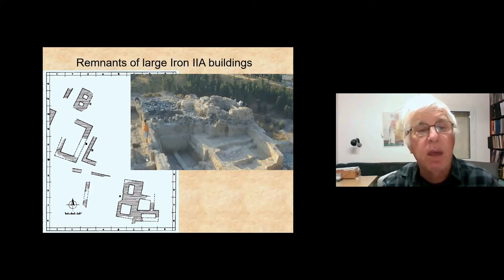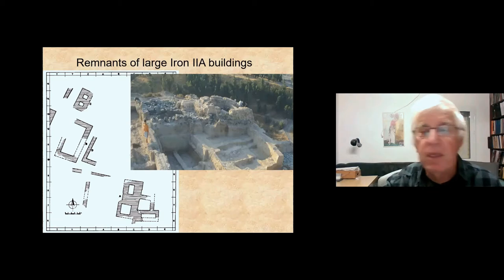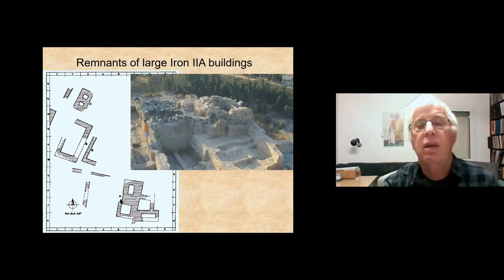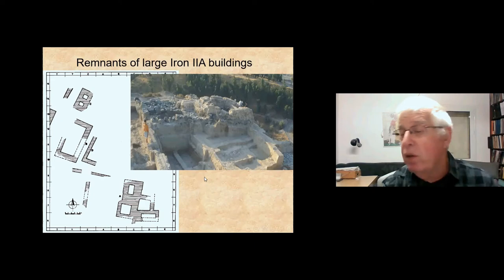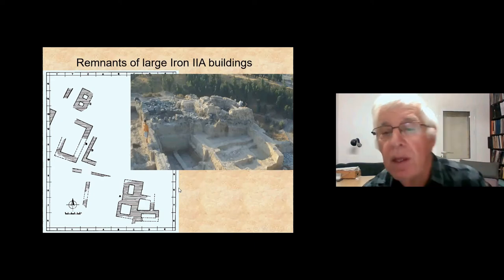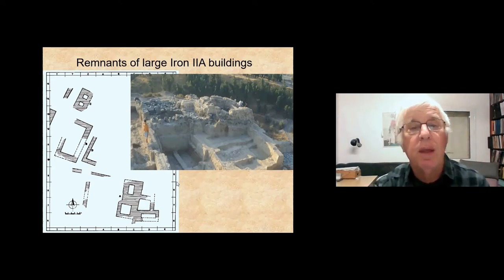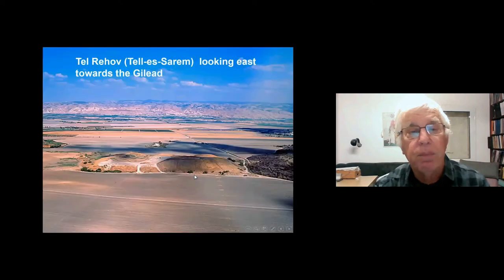You can see some of them here. From the late 10th or 9th centuries BC, perhaps these were some kind of administrative building. They are quite massive, and they are overlooking the valley, just on the edge of the mound. So I think that they had some importance in this period. But in fact, we don't know much about the Iron Age, about this period of the monarchy, very little.